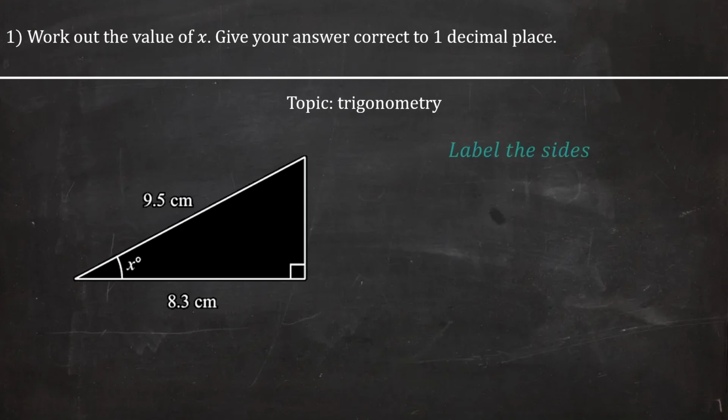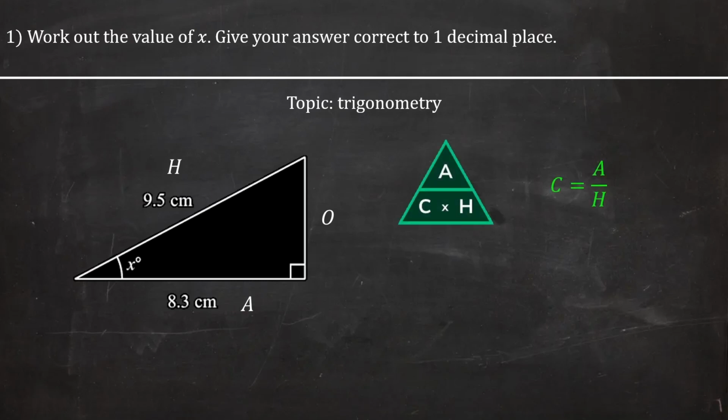So, first thing we have to do here is label the sides. We know it's not Pythagoras because we're finding an angle. That angle determines what the sides are, so we're going to get adjacent, opposite, and hypotenuse. Then I'm going to choose the formula. I'm finding an angle and I'm using A and H, so the formula that has A and H is CAH. So finding an angle, I get cos X equals A over H.